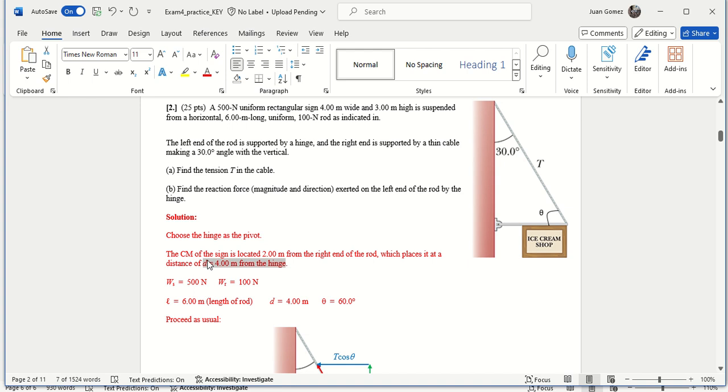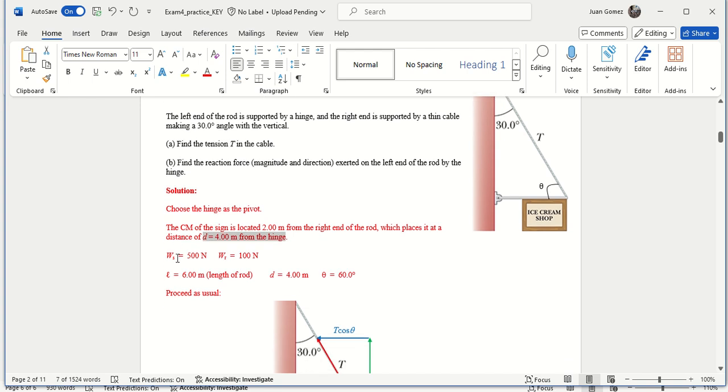And we'll call that, so for the sign, we're going to call that distance d. And we know the weight of the sign is 500 newtons. The weight of the support rod, WR, that's 100 newtons. L is 6 meters. That's the total length of the rod. D is 4 meters. And we know the angle theta is 60 degrees.